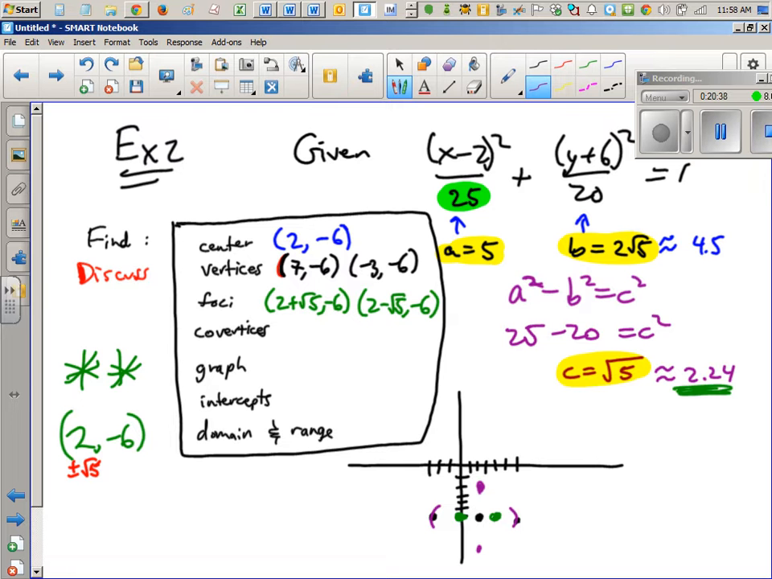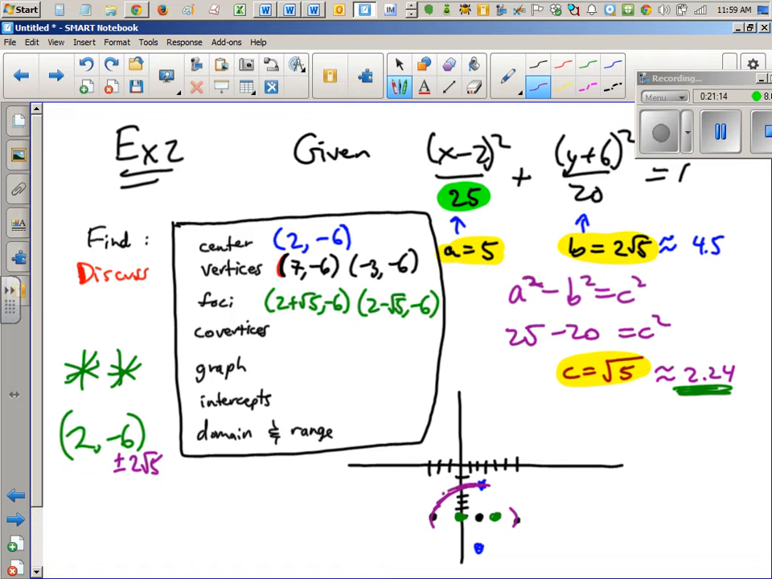I need to tidy up those 2 points, those purple points. So where are they going to go? I'm going to be going from the center up 2 root 5 and down 2 root 5. So you can just write that over here on the left. Just take your center and add 2 rad 5 to the y. Subtract 2 rad 5 from the y. Those are your exact answers for co-vertices. Or just think of it as -6 and you're adding 4.5, -6 and you're taking away 4.5. So it just basically ends up right in here somewhere.